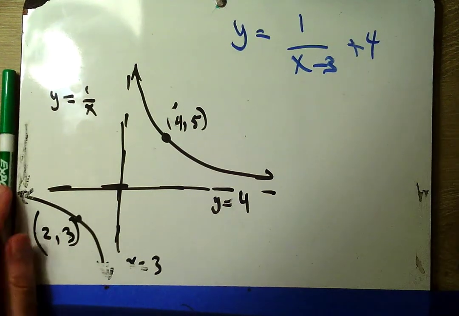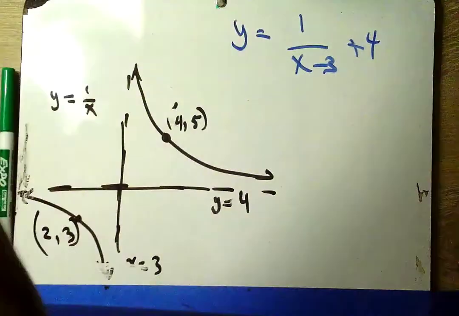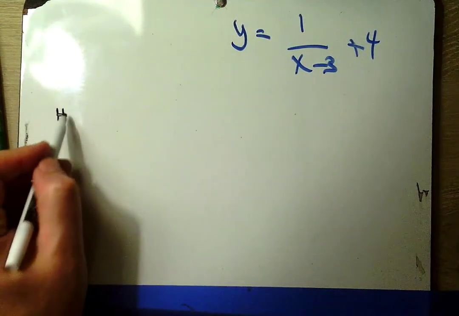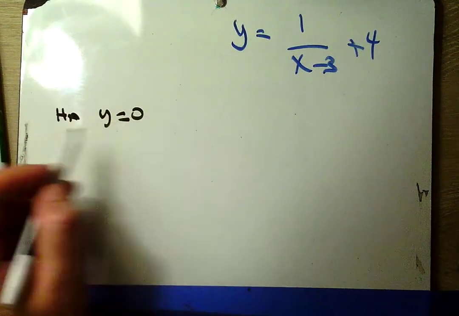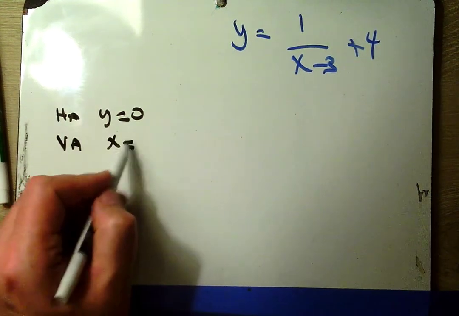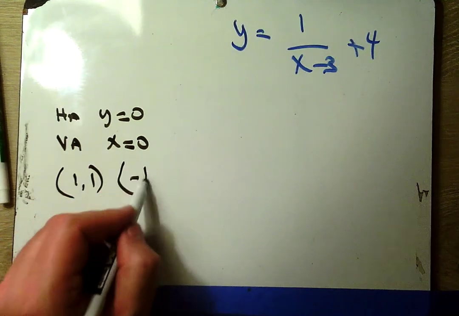So yeah, I can do that. I can even take it further and say, all right, I know I have a horizontal asymptote at y equals 0 on my reference graph, and I have a vertical asymptote at x equals 0, and I have these 2 points to apply transformations to.